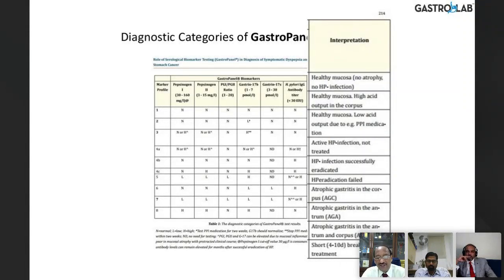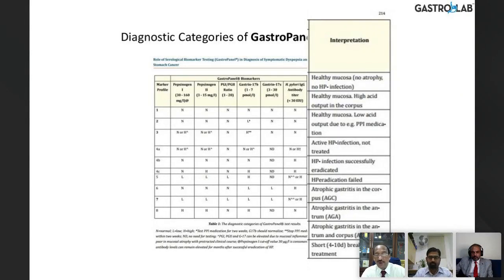So the other scenario is atrophic gastritis involving both the corpus and antrum, pan atrophy of the stomach. If you see here, pepsinogen 1 is low, 2 is low, ratio is low, gastrin is low, and then gastrin 17B, 17S both are low. And then this H. pylori may be normal or high because high serology indicates that its pan-gastric atrophy is produced by the H. pylori. So once you eradicate H. pylori, then this atrophy can improve.